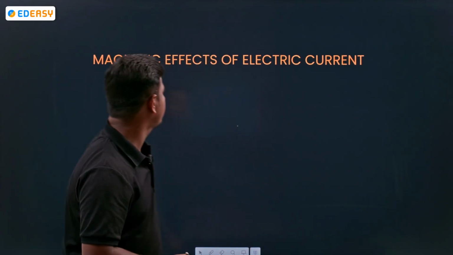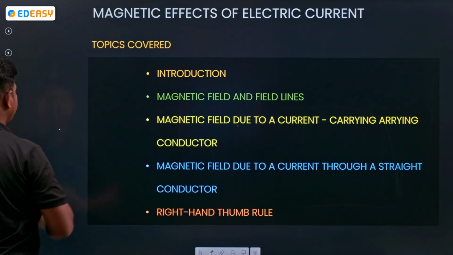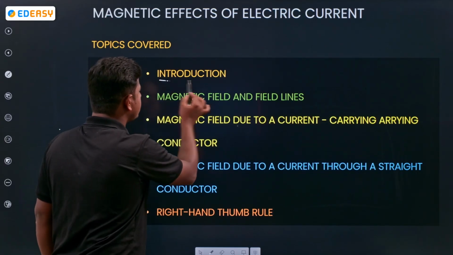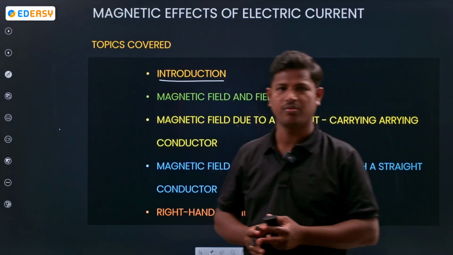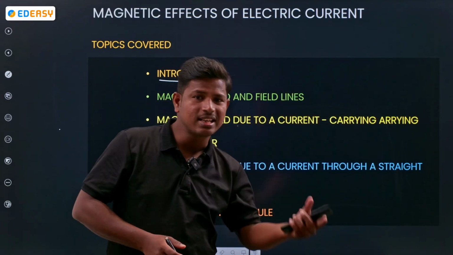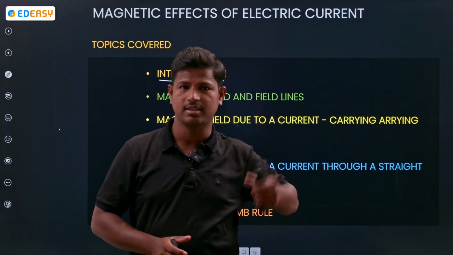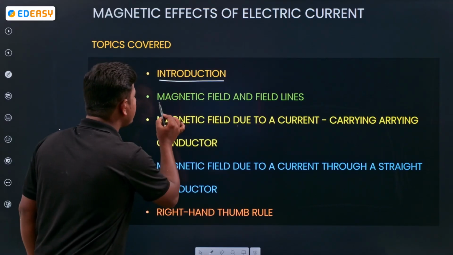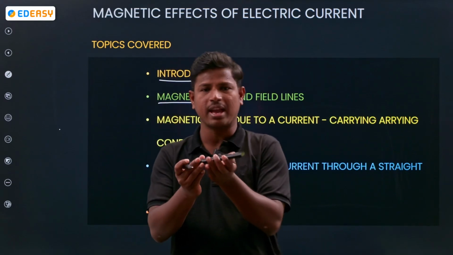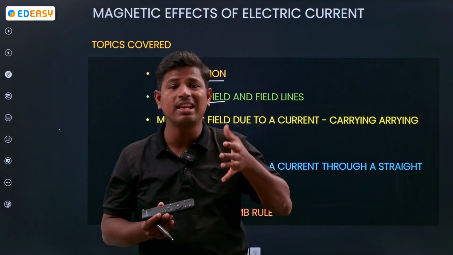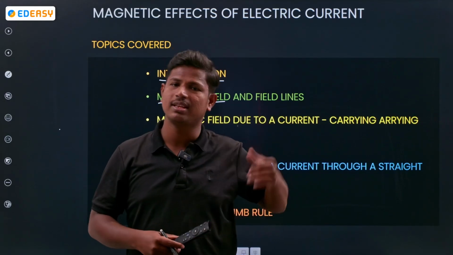So let's see what topics we're going to cover in today's session. First, the introduction. What is the relation between electricity and magnetism? If you know what electricity is and what magnetism is, what relation there is between these two, we will discuss in the introduction part. Then, magnetic field and magnetic field lines. If you take a magnet, around the magnet the magnetic field lines are there, right? So the properties and behavior of the magnetic field lines we will discuss here.